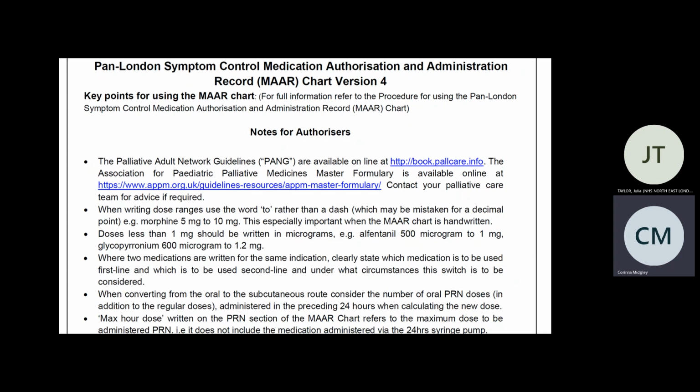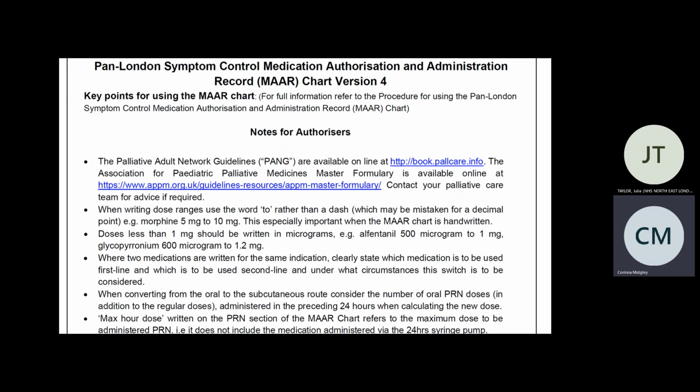When you are writing your drug, never use a dash when you're talking ranges. Always write TO, because a dash has been misinterpreted as a dot before in handwritten forms. They really need you to write TO rather than a dash. And notice how I've written here morphine 5 milligrams to 10 milligrams in that range. Please do write milligrams or micrograms each time, so that it's very clear that this is 5 milligrams to 10 milligrams, especially important when the chart is handwritten.